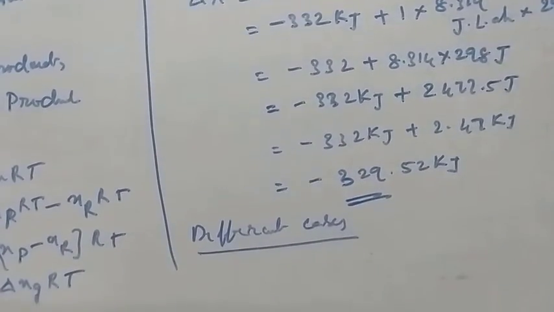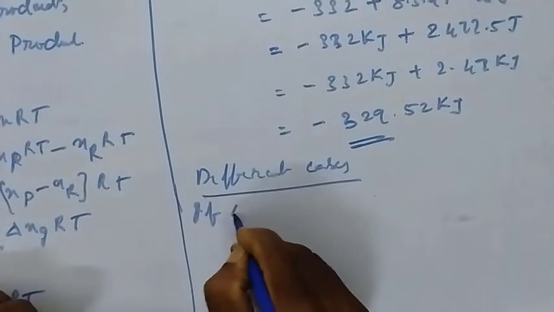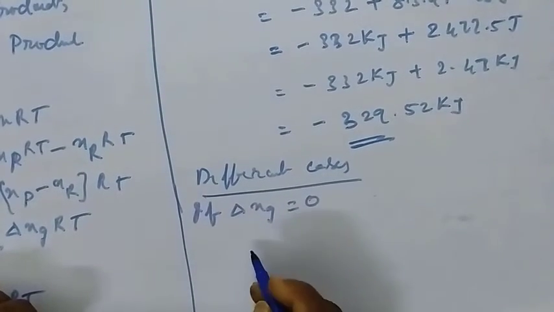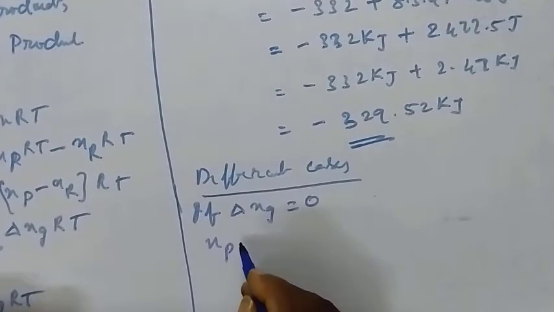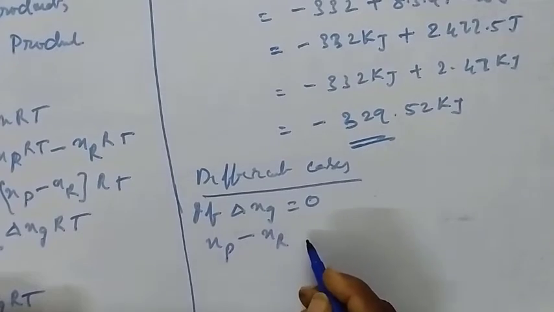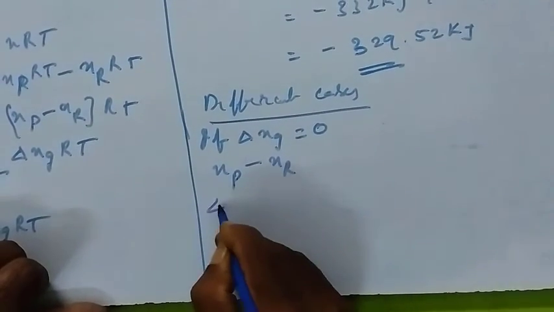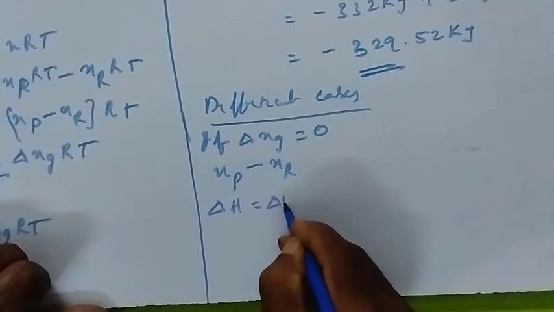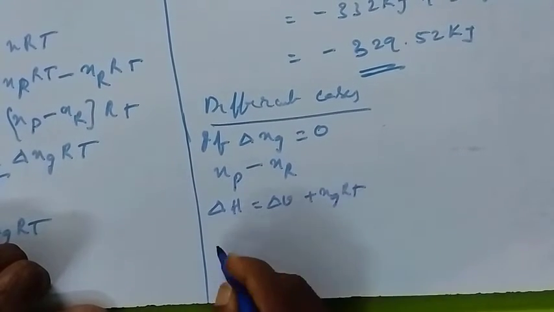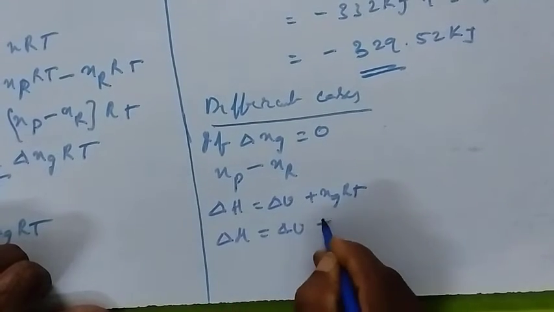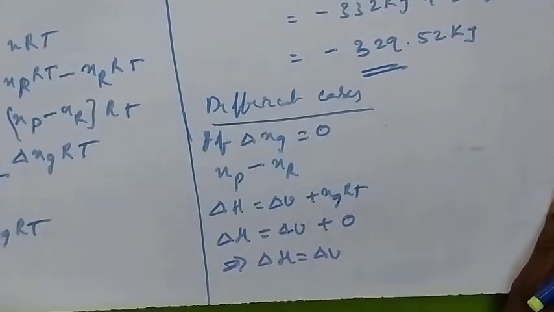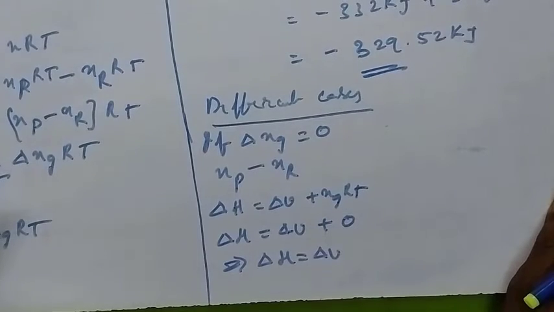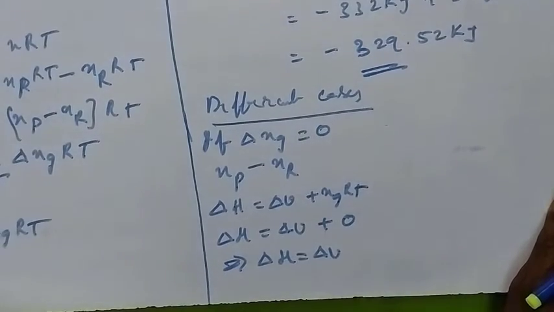Different cases for delta NG. So, if delta NG is equal to 0, delta NG is equal to 0 means number of moles of gaseous products minus number of moles of gaseous reactants is zero. Therefore, in such case, delta H is equal to delta U plus delta NG RT. So, delta H is equal to delta U plus this becomes 0. This implies delta H is equal to delta U. So, when gaseous moles of products and gaseous moles of reactants are same, then delta H and delta U both are same.